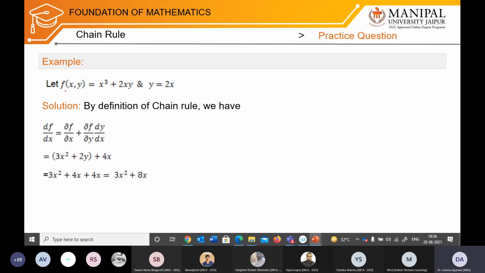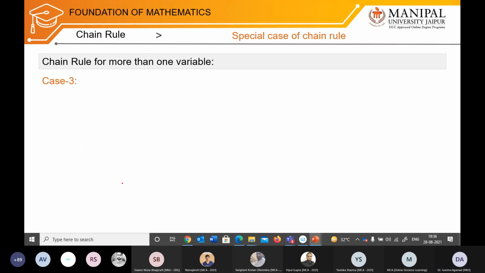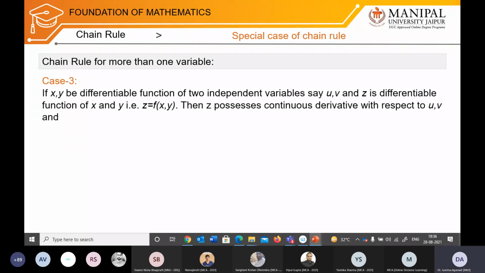Here f is a function of x and y is a function of x. So we use this formula. We substitute all the values and find the derivative. Now chain rule for more than one variable.